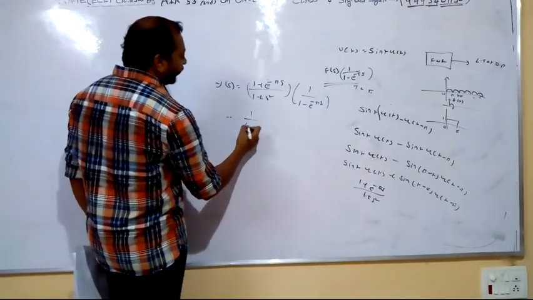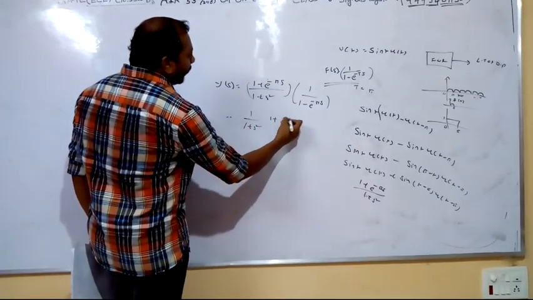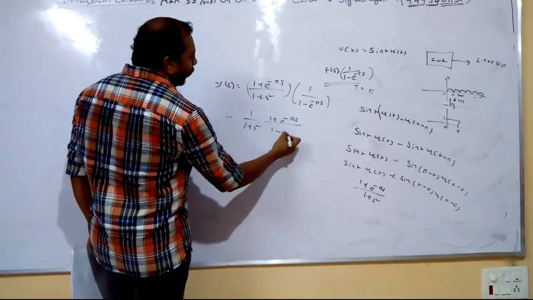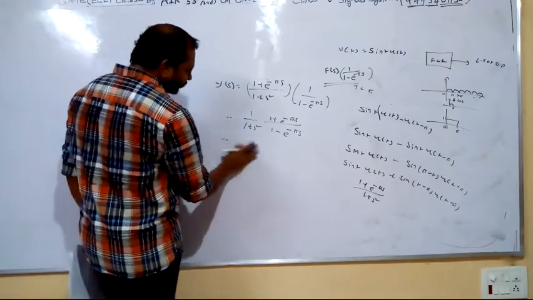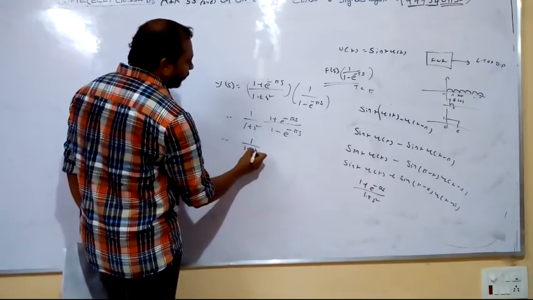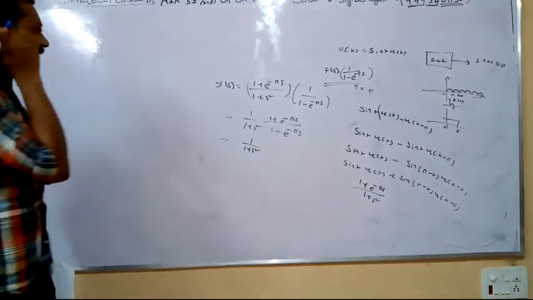So this is equal to e to the power minus pi s. This can be directly represented as 1 by 1 plus s square into 1 plus e to the power minus pi s divided by 1 minus e to the power minus pi s. This further simplification they have given in the options.